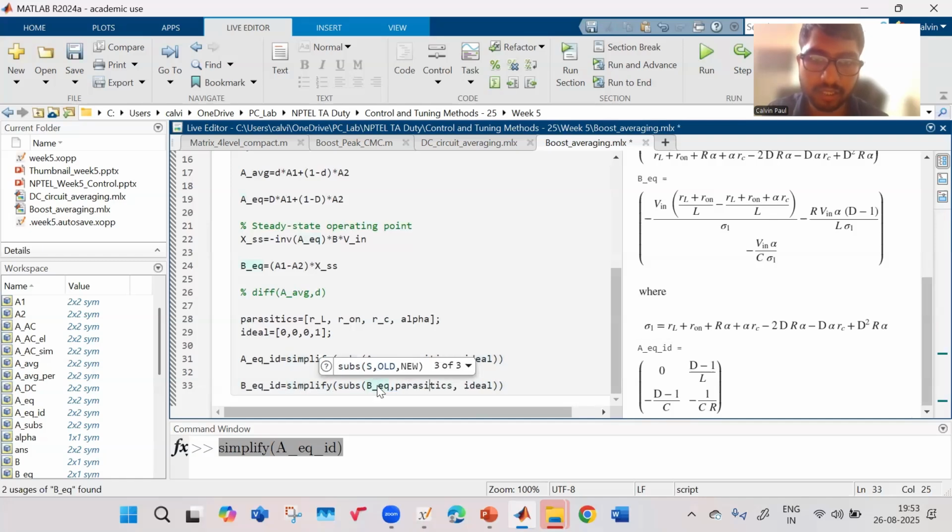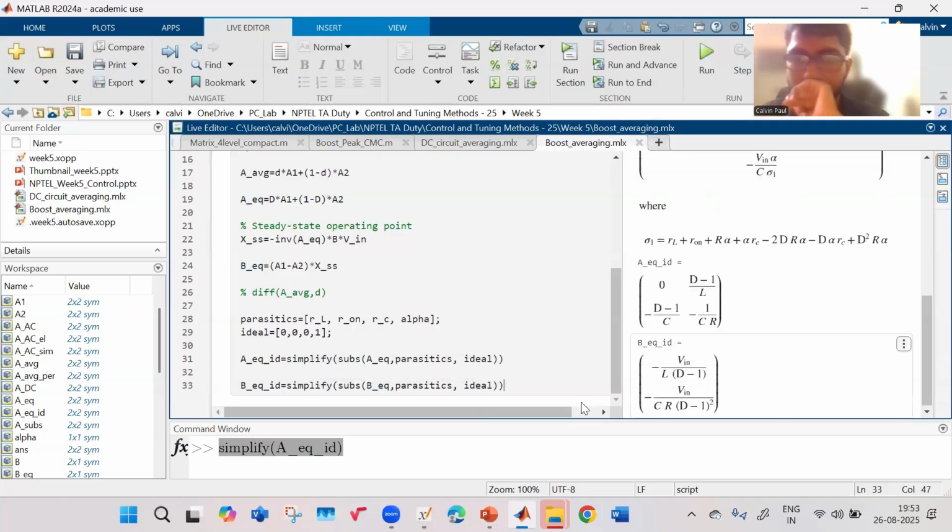B equivalent, parasitics ideal. Okay, let us check what it comes. Okay, this is what it has come. Is this correct or is there some mistake here? Correct, I think so. I don't remember the exact expression.